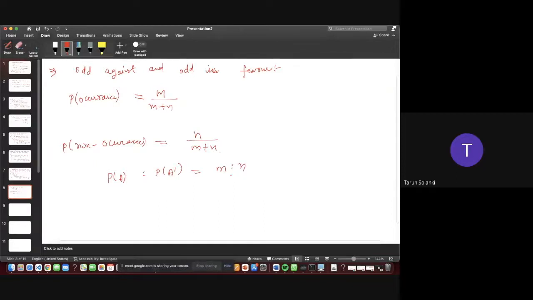Okay. So we can conclude the odds in favor of occurrence of an event are defined by odds in favor, which is m is to n, that is probability of A to probability of A dash, and odds against is n is to m, that is P of A dash to P of A. Correct. So this is the concept for the odds against and odds in favor.